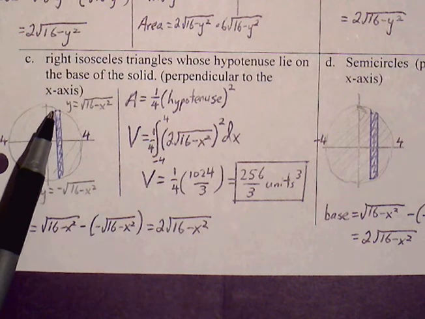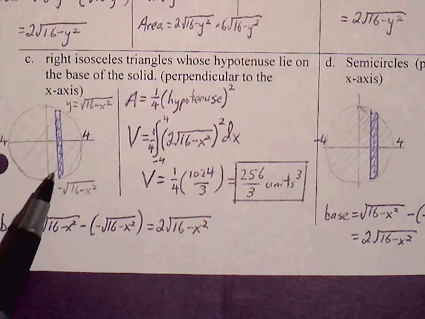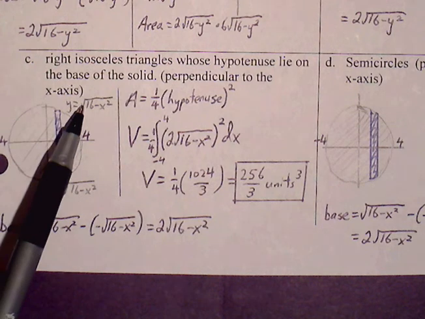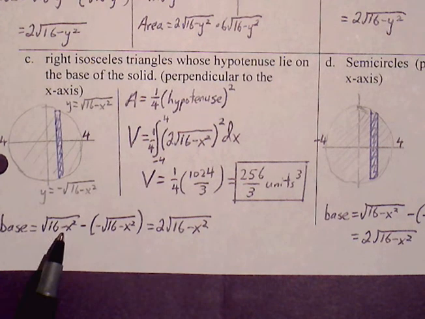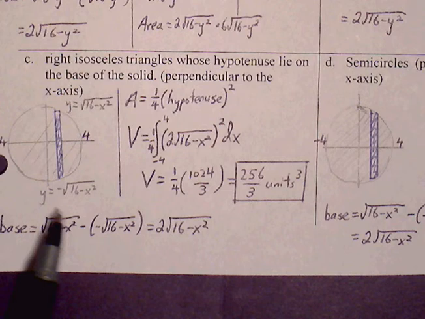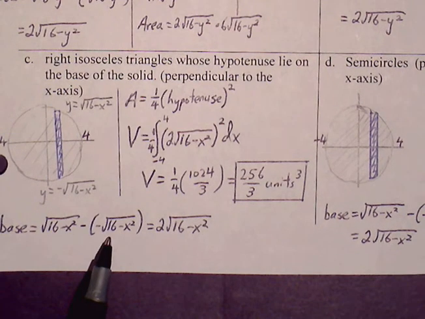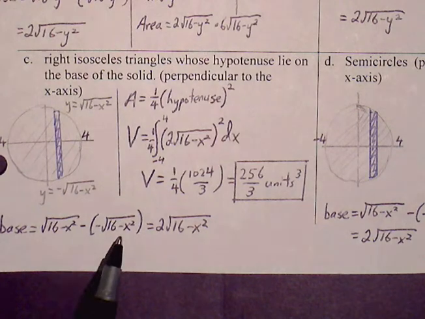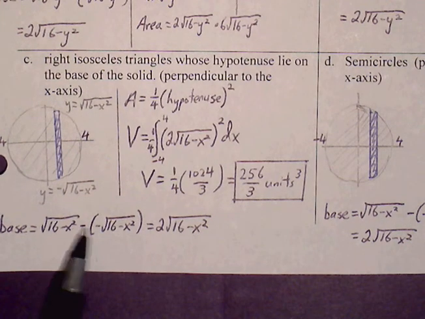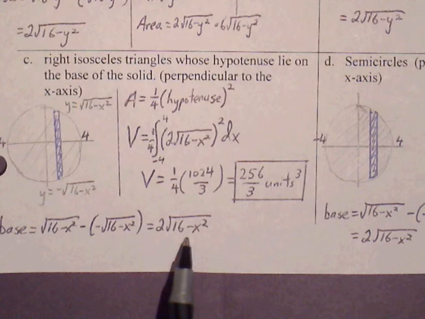So we do top of the base minus the bottom of the base. Top of the base is at the root 16 minus x squared. Bottom of the base is at the negative root 16 minus x squared. So it'll look similar to what we've seen before, it's just that now it will be in terms of x. So the two negatives cancel out to be a positive, so we add those together to be 2 root 16 minus x squared.